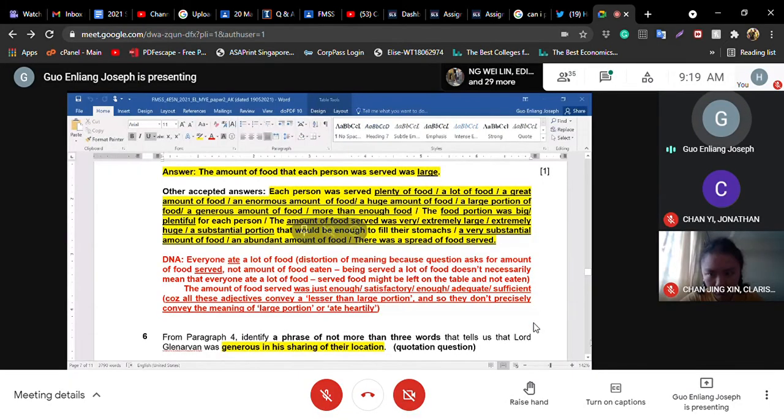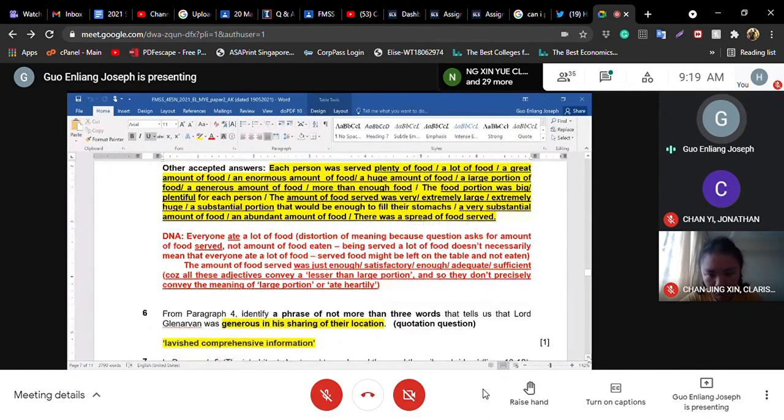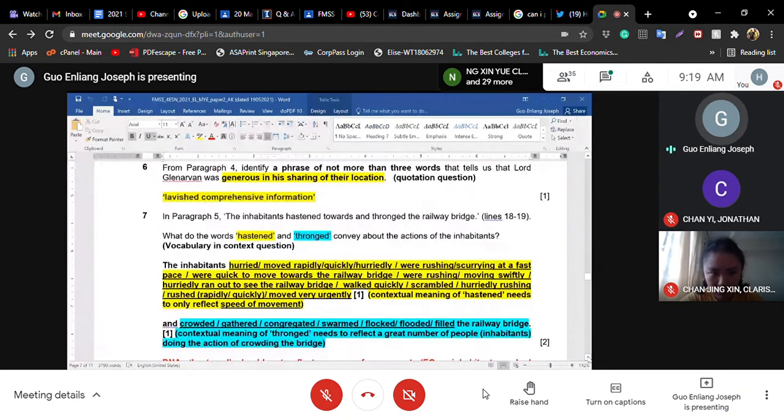Now we're going to move on to question number six. This is a very easy question. Most of you got this correct. Identify a phrase of not more than three words to show that Lord Glenarvan was generous in his sharing of their location. Notice I highlighted these words. Can you also highlight? These are the keywords in the question.